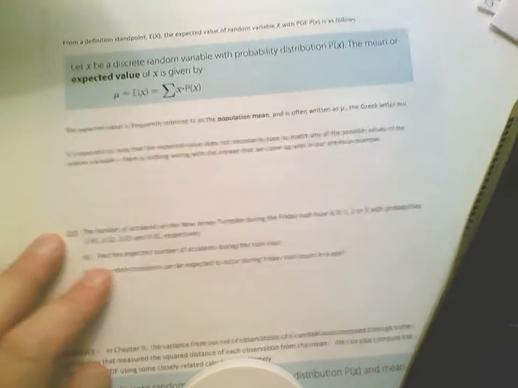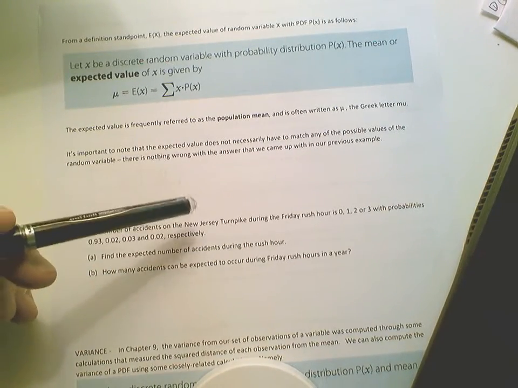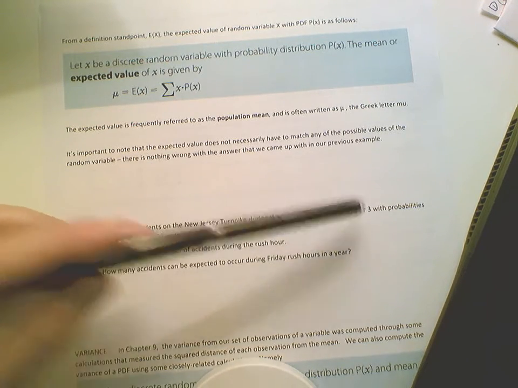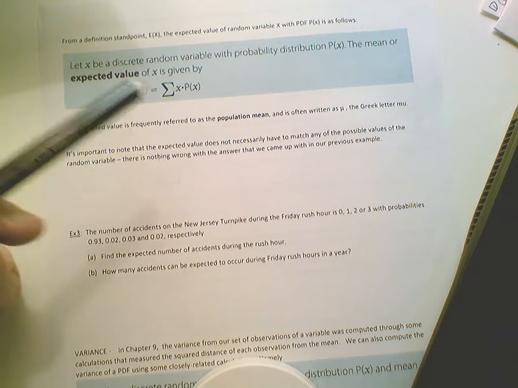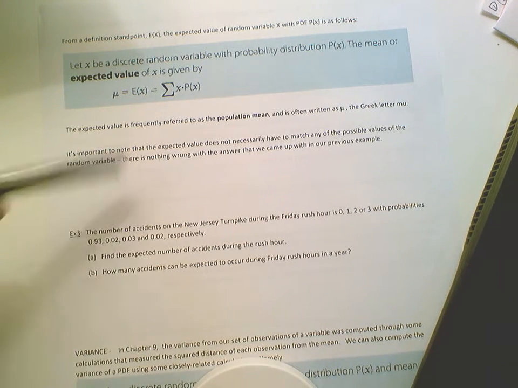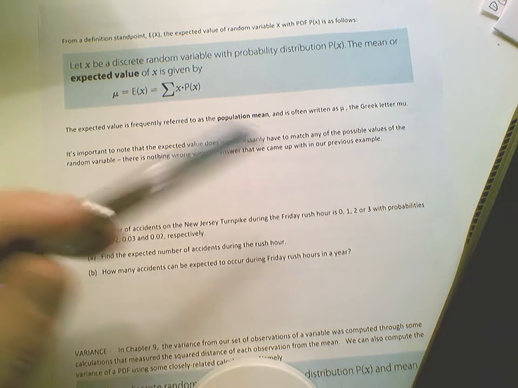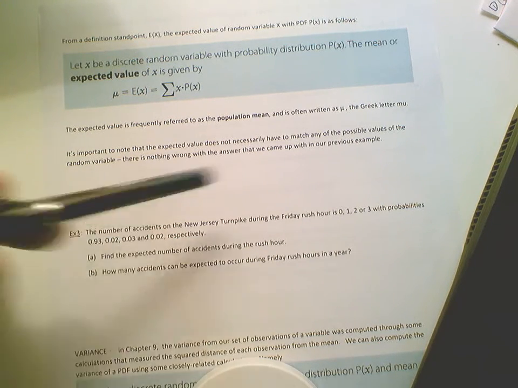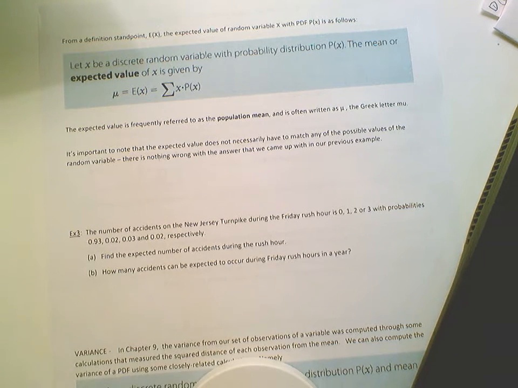So let's do one more example very quick. The number of accidents on the New Jersey Turnpike during the Friday rush hour is going to either be 0, 1, 2, or 3 accidents. The probabilities of each of those values are 93% for 0, 2% for 1 crash, 3% for 2 crashes, 2% for 3 crashes. What's the expected number of accidents during rush hour?